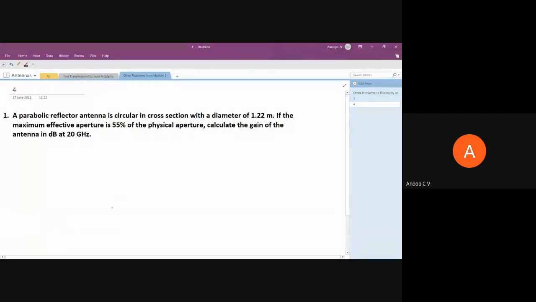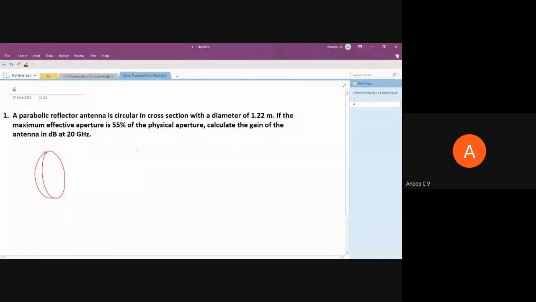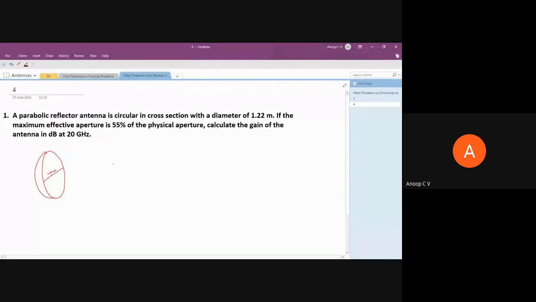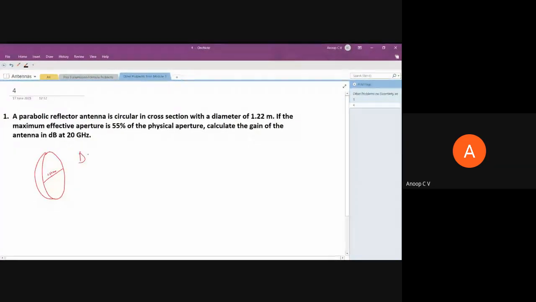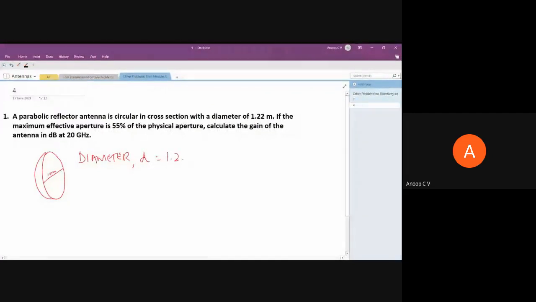So we have a parabolic reflector antenna with a circular cross section, and its diameter is given to be 1.22 meters. So we can write the diameter, say if I call it D, is equal to 1.22 meter.